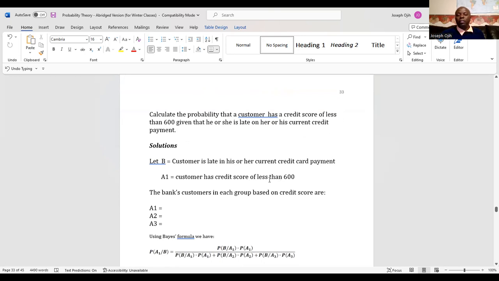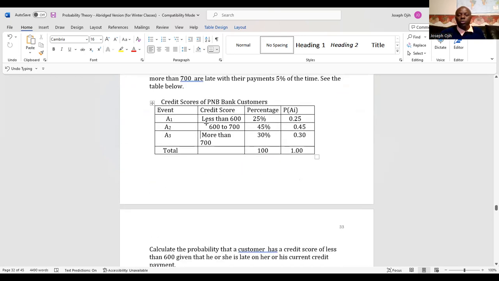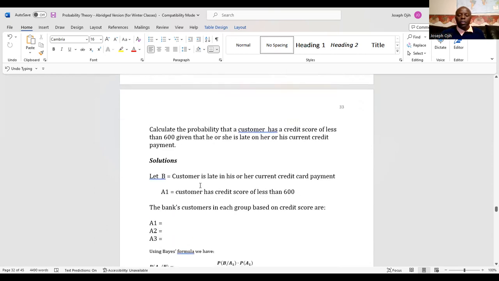Why do we use A1 for that? We just choose to use A1 for that group. We use A1 for those who have a credit score of less than 600, we use A2 for those who have credit scores of 600 to 700, and we use A3 for those who have more than 700 credit scores. So this is what we're looking for here.